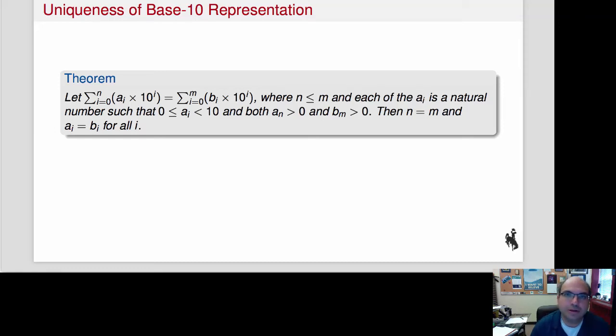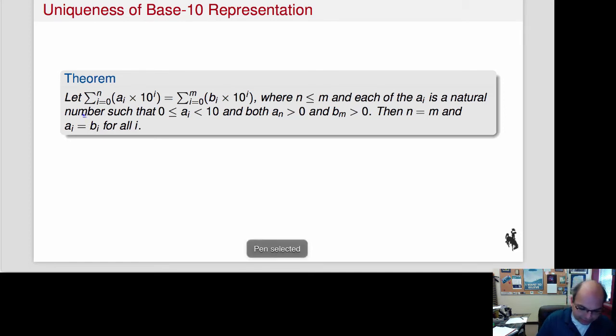Okay, so we just showed that when a number is equal to 0, the only numerals that it can have are also the digit 0. So let's try to use that now to show that, in fact, the numeric representation in base 10 is unique up to leading zeros. So here's how we state that.